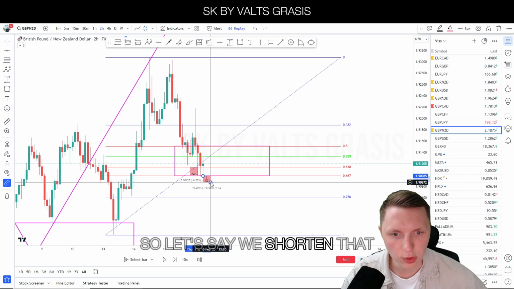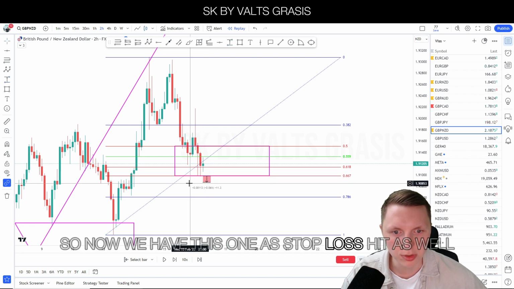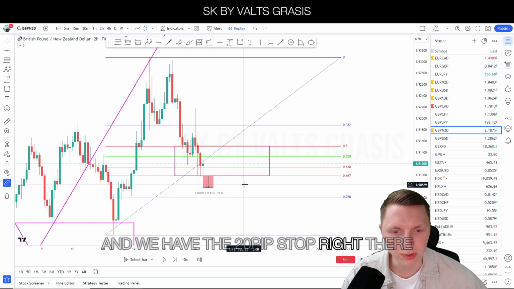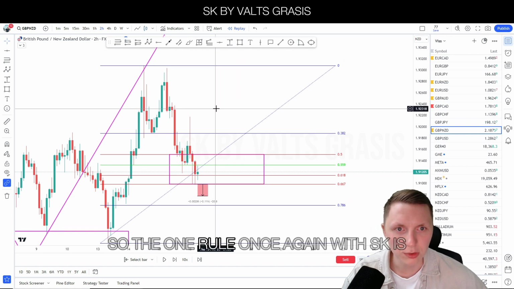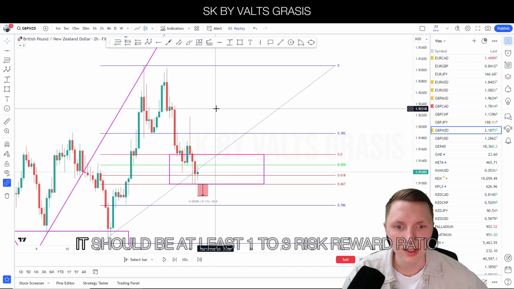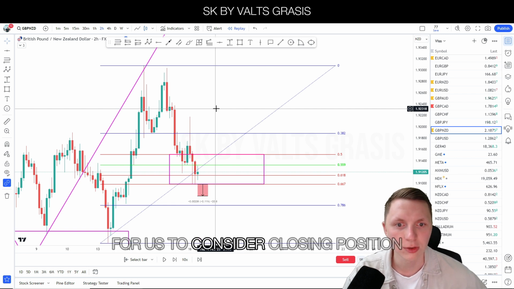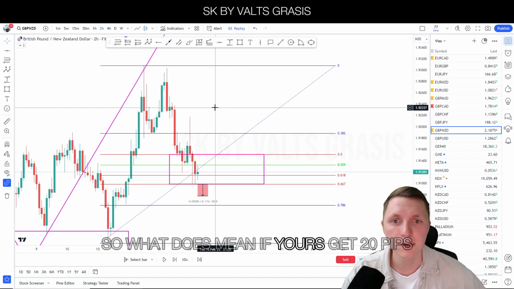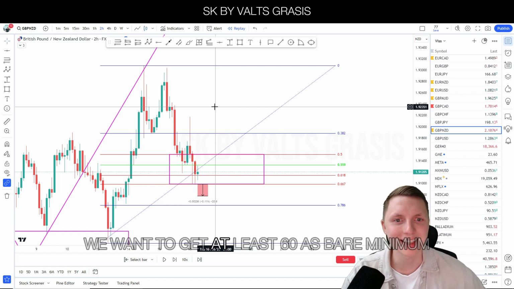So let's say we shorten that. So now we have this one as a stop loss hit as well. And we have the 20 pip stop right there. So the one rule, once again, with SK is it should be at least a 1 to 3 risk-reward ratio for us to consider closing a position. What does it mean? If you risk 20 pips, we want to get at least 60 as a bare minimum.